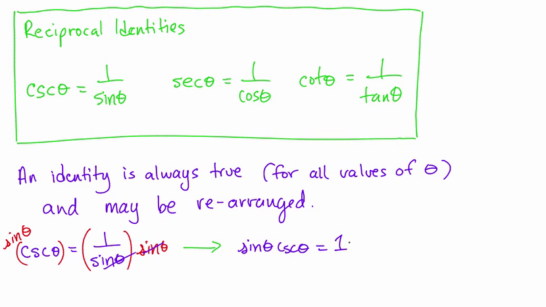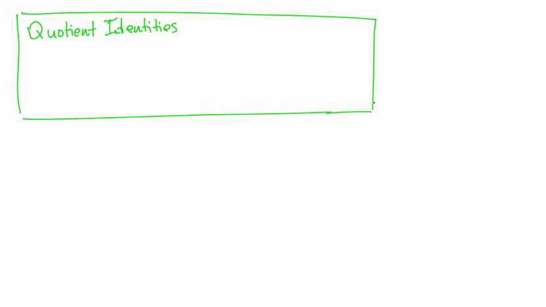Let's take a look at a couple other identities. These are called the quotient identities. Again, important enough to put in a box because you need to know these, but the first one is tangent, and it is the same as sine theta over cosine theta. And cotangent, which is the reciprocal, would be the other way around as a fraction, so cosine theta over sine theta. And let's just prove that these are true.